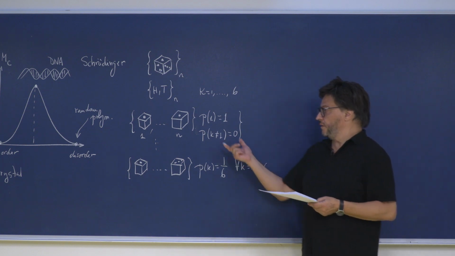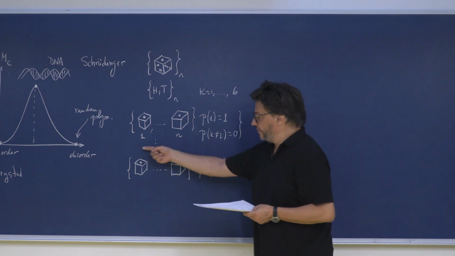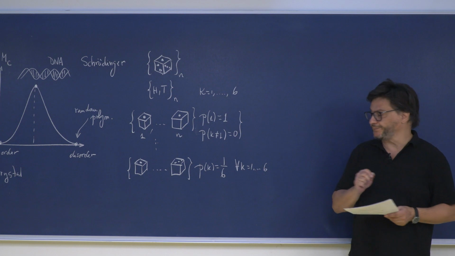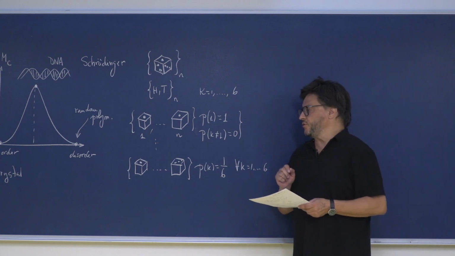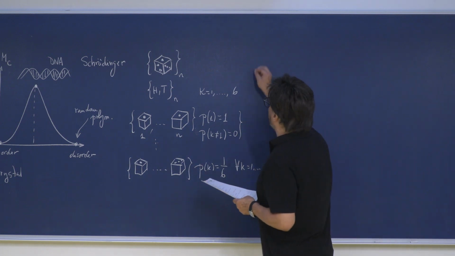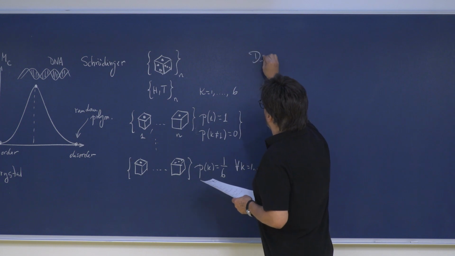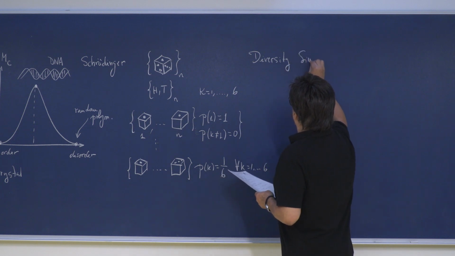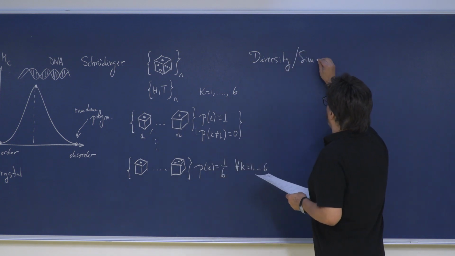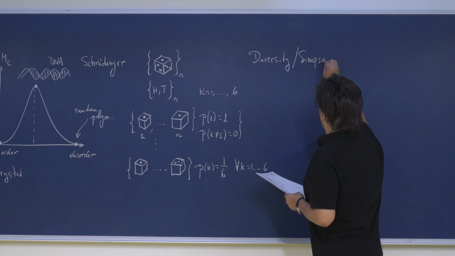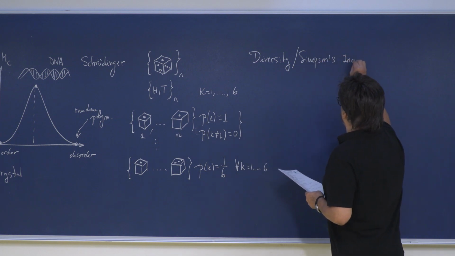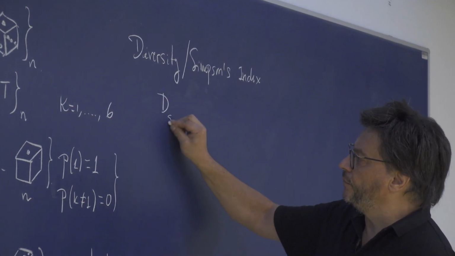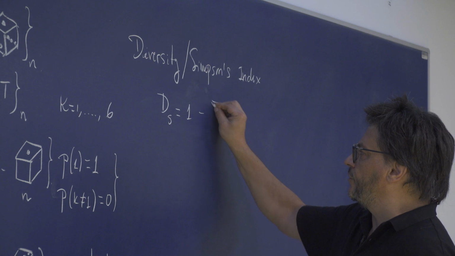Now, the thing is, having this in mind, and knowing that you have many possible intermediate states, how can I measure that, right? One of the measures I can use is called the Simpson's Index, or diversity index. Okay? All right. So the definition goes as follows.